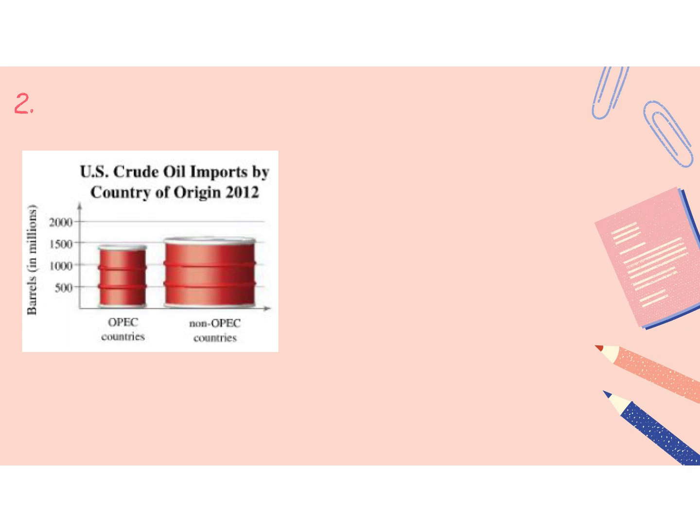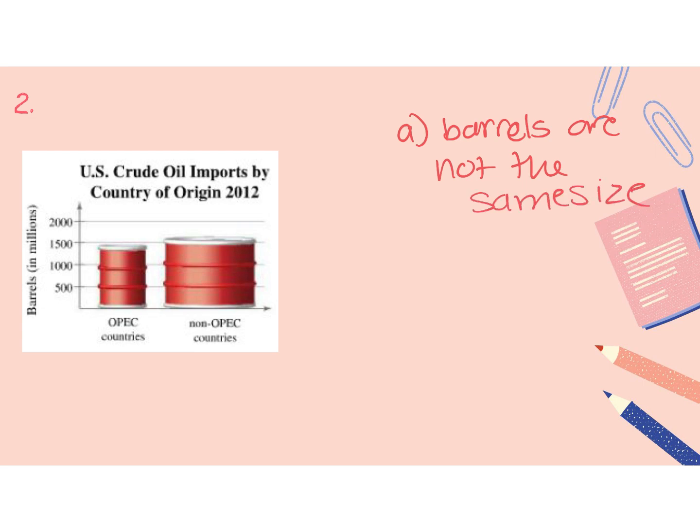Okay, hopefully you got a chance to decide what you thought the misleading part was. It's that the barrels are not the same size. That makes the right side, the non-OPEC countries, look like it's so much more than the OPEC countries, when in reality, they're not that far off on the y-axis.